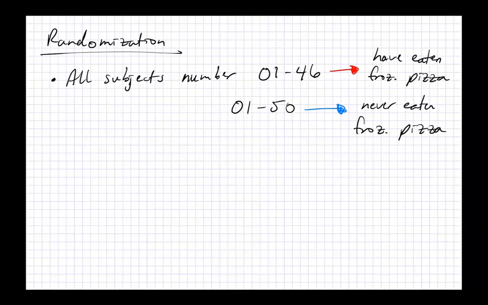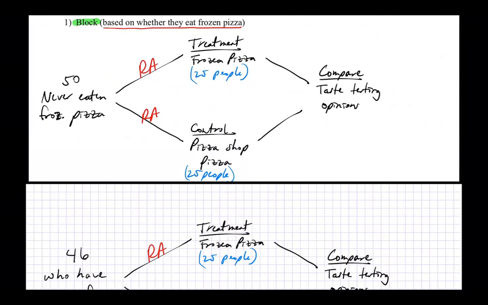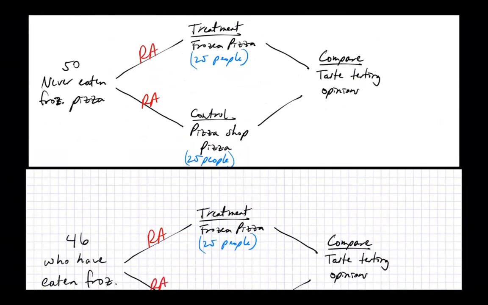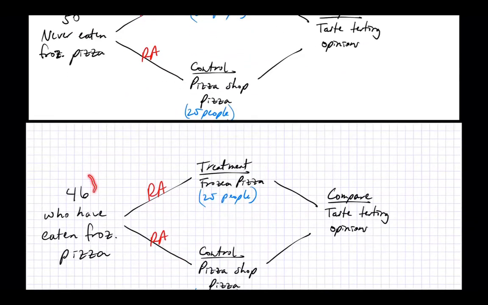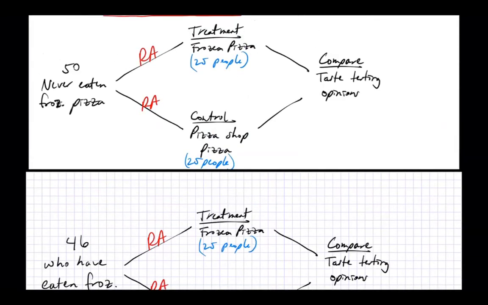I'm just doing it once. So if I randomly get a 1, that means number 1 in the first group goes over here, and number 1 in the second group goes over here. I have to come up with 25 people here and 25 people here. So if I number these guys 1 to 50, and I number these guys 1 to 46, if I get a number 10, number 10 goes over here, number 10 goes over here. Okay.